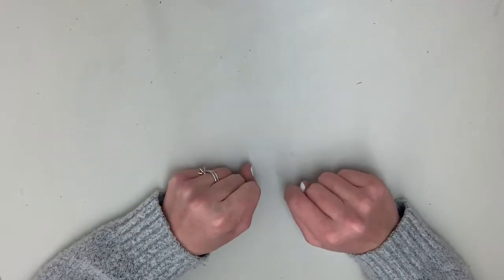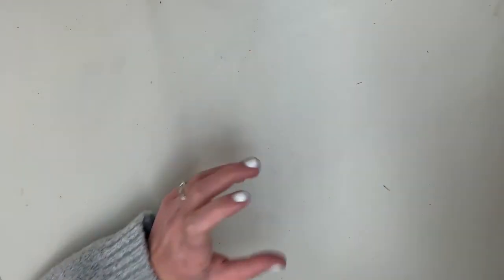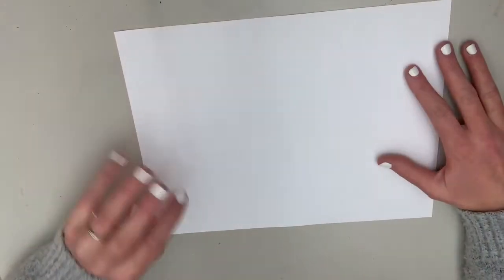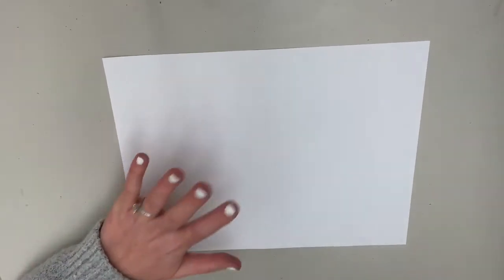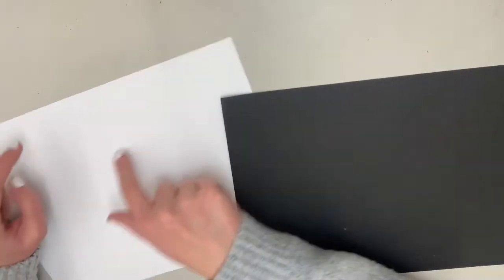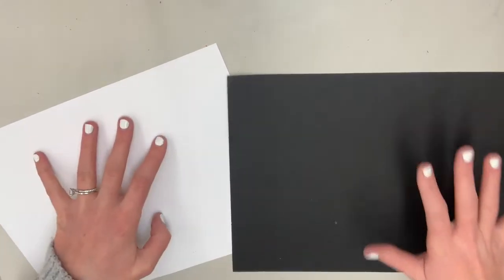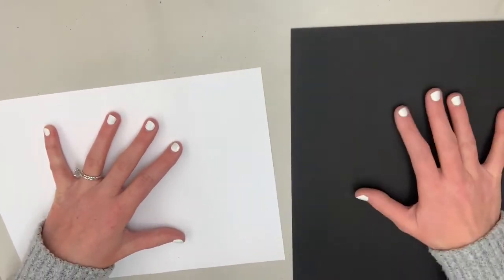What you're going to need today for your project is a white piece of paper. This is what we're going to draw on, so you should have a blank white piece of paper to use. You also may want to have a black piece of paper. At the end, we're going to cut out our wheel and paste it on a black paper. It brings out the colors a little bit more, makes it really vibrant. So if you have a black piece of paper, I would use it today.